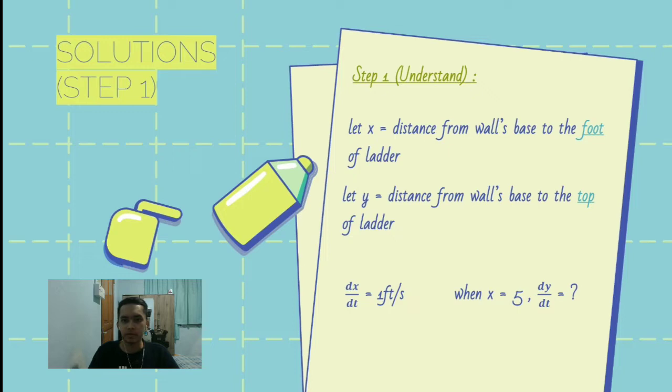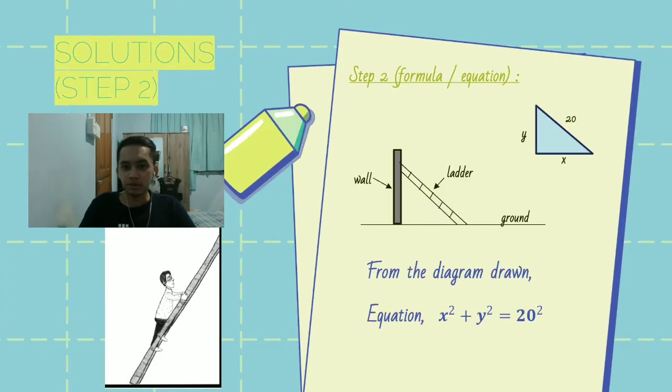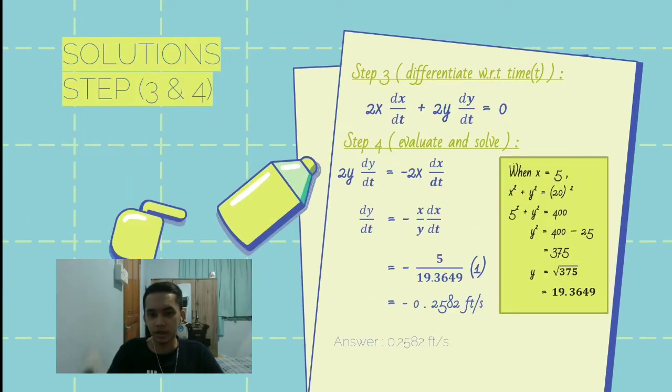Solution, step 1. Let x equal the distance from the wall's base to the foot of the ladder, and let y equal the distance from the wall's base to the top of the ladder. dx/dt equals 1 foot per second, and when x equals 5, dy/dt is supposed to be what? Step 2. From the diagram drawn, we know that the equation is x squared plus y squared equals 20 squared. Step 3. Differentiate with respect to time: 2x dx/dt plus 2y dy/dt equals 0.